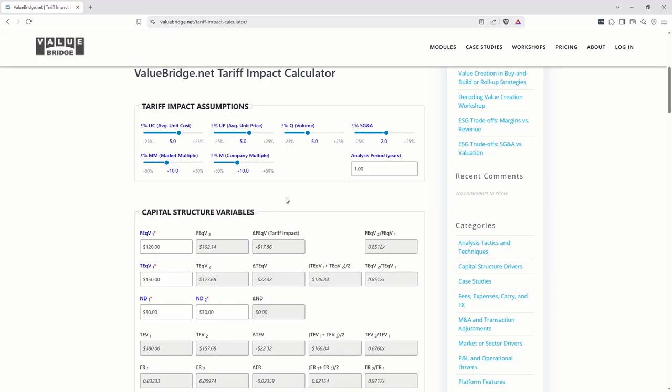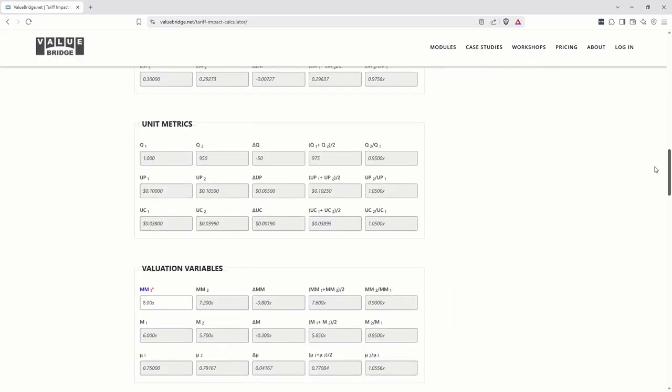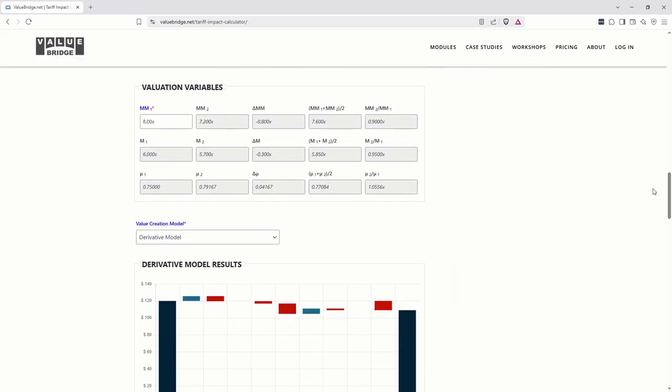But depending on relative tariff exposure, the company's valuation change may be different from the market valuation change. So let's just say that it decreases by 5%, leading to a smaller investment loss of only $10.85 million. We can see how this plays out down in the valuation section. The market multiple decreases 10% from 8.0 to 7.2. The company's valuation multiple decreases 5% from 6.0 to 5.7.